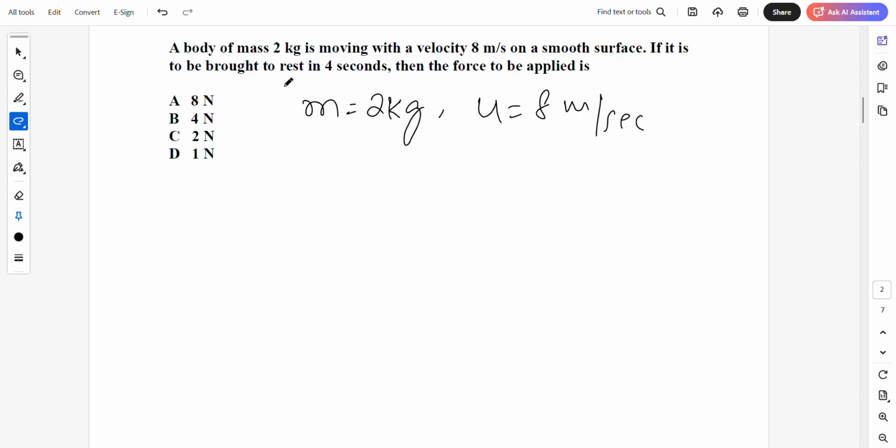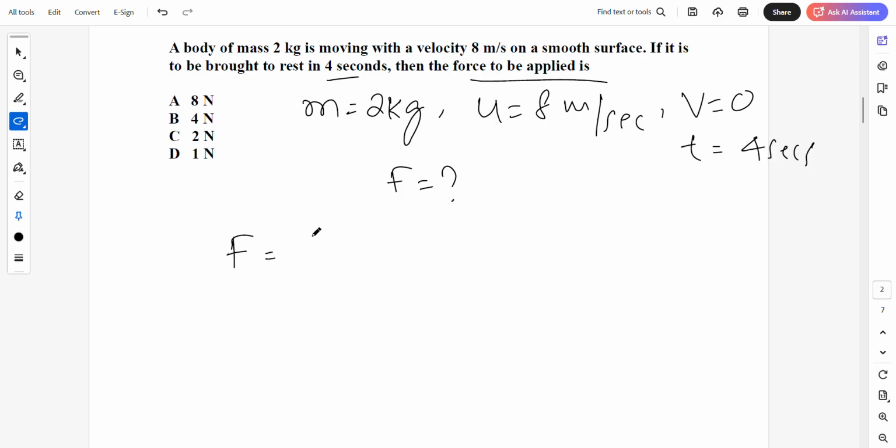If it is to be brought to rest in 4 seconds, that is final velocity v is equal to 0 and t should be 4 seconds, then what you are supposed to calculate is the force to be applied. F is equal to how much? We know that F is equal to what?